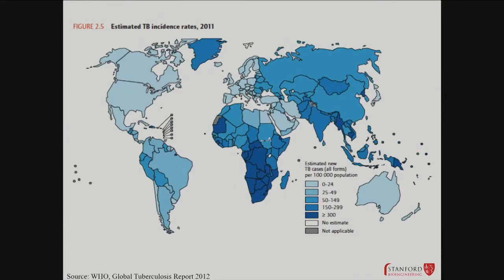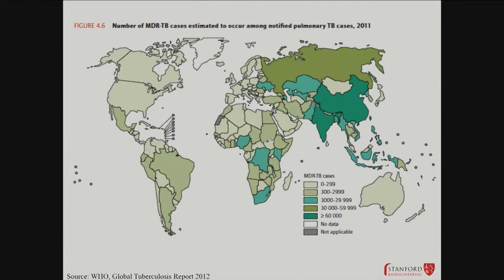You can see very high rates in places where HIV is less well controlled, likely linked to poverty related conditions. And concomitant with this, there's a change in drug resistance in TB, very concerning resistance to these drugs, occurring particularly in Asia.